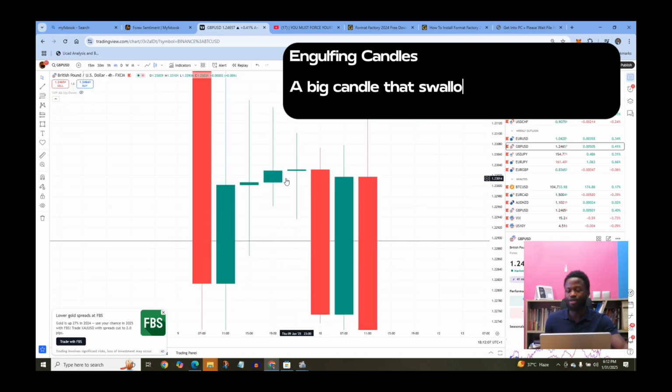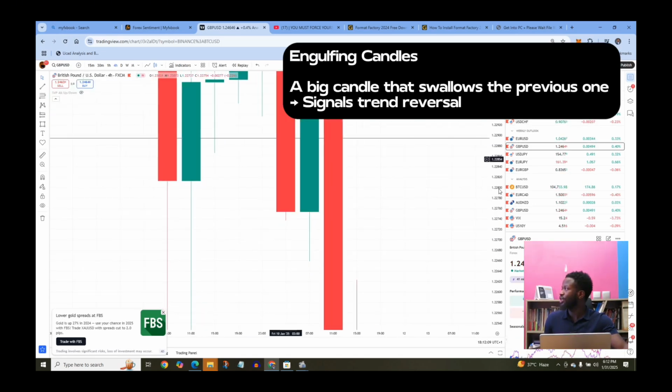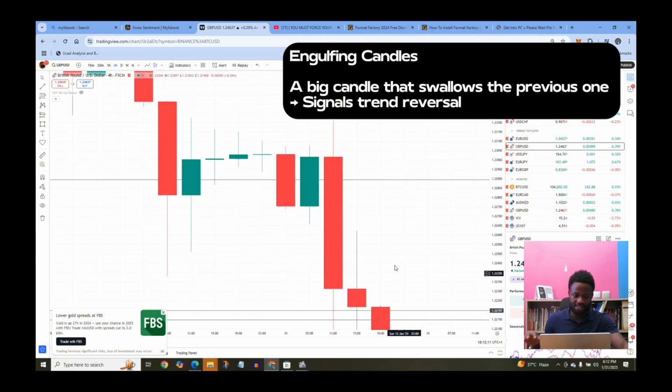And then another one is the bullish engulfing candle. The bullish engulfing candle, the definition is a big candle that swallows the previous one, which can signal trend reversal. So this big candle swallowed this one up, which can signify trend reversal.